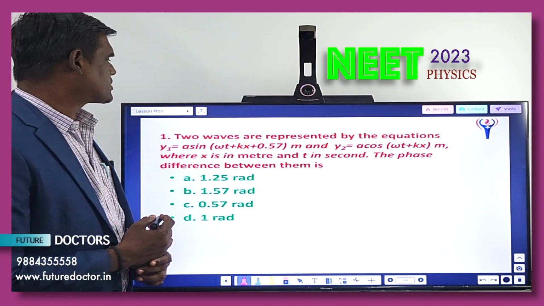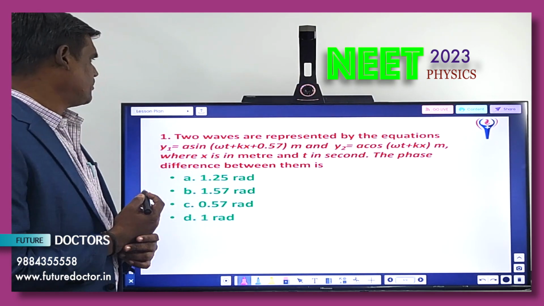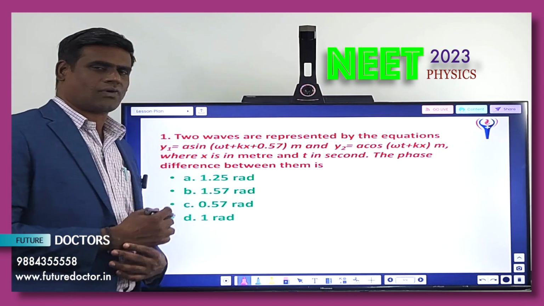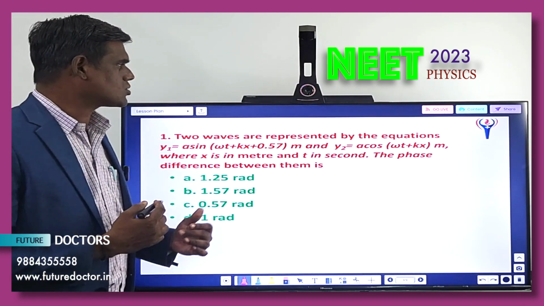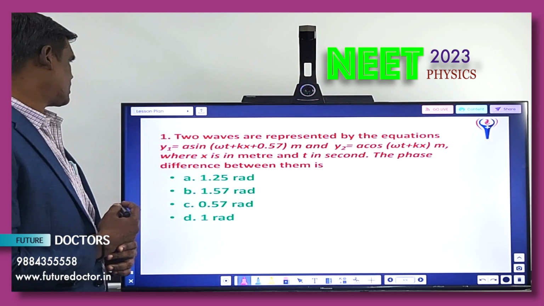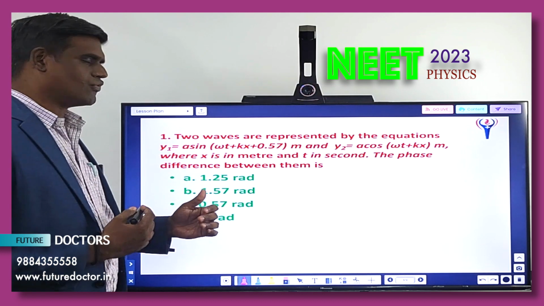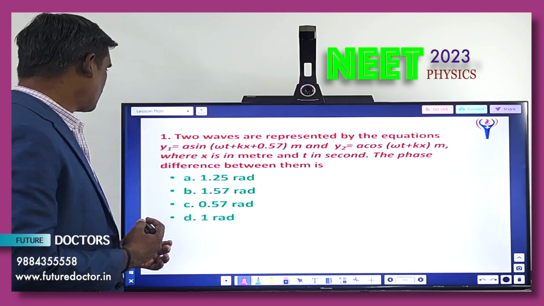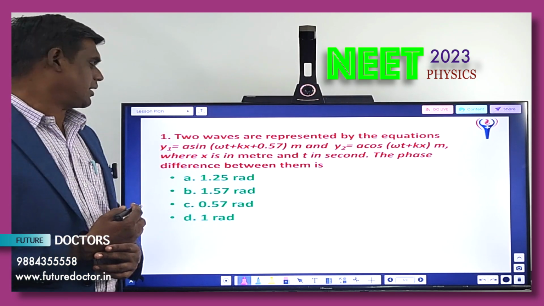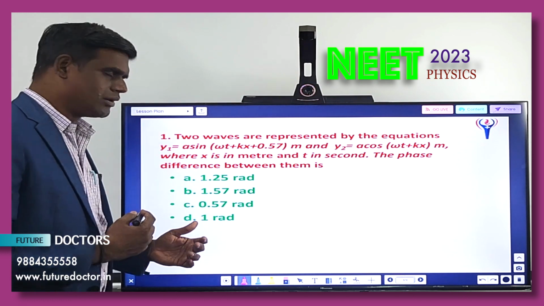Two waves are represented by the equations y1 equal to a sin(omega t plus kx plus 0.57) meter and y2 equal to a cos(omega t plus kx) meter. Here x is in meter and t is in second. The phase difference between them is dash. Option A 1.25 radian. Option B 1.57 radian. Option C 0.57 radian. Option D 1 radian.